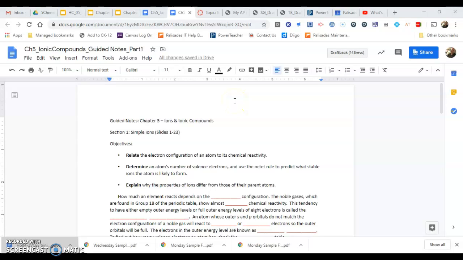This is your screencast for the guided notes for Chapter 5, Ionic and Ionic Compounds, Section 1. Today we're going to cover this worksheet, which is slides 1 through 23 of the slideshow. All these blanks you can fill in.